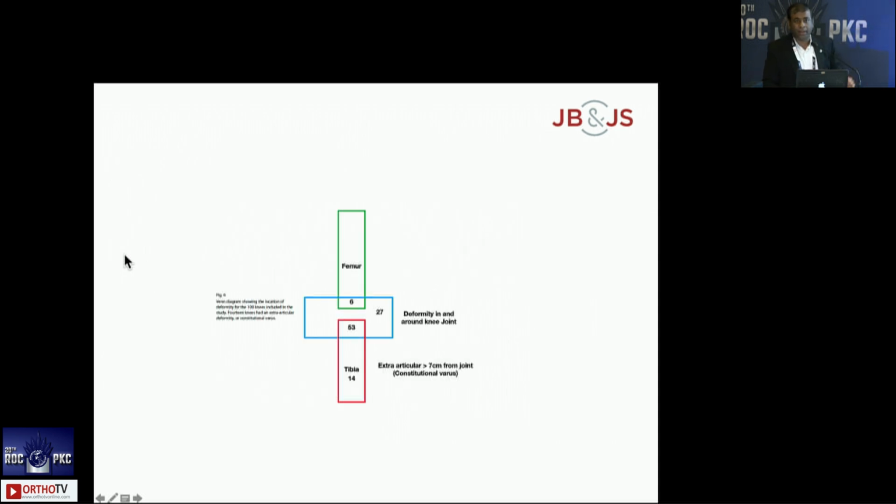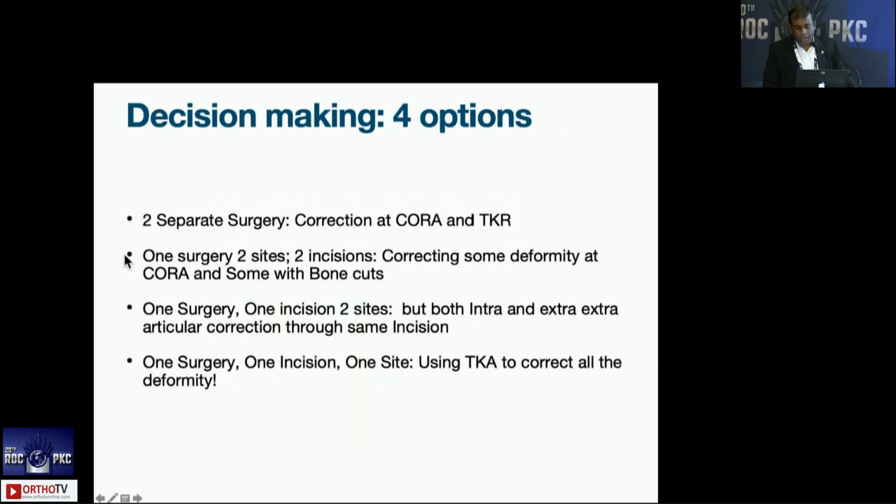Once we understand that, we did this study further to understand where the deformities are. In our studies, we found both femur, tibia, and of course the joint line contributing to the whole thing. And there were 14 cases which had native deformities outside the joint. So you have to understand that there are certain people who have deformities, 14% of them, or 1 in every 8 patients will have a deformity which is outside.